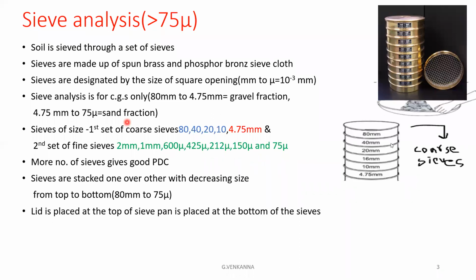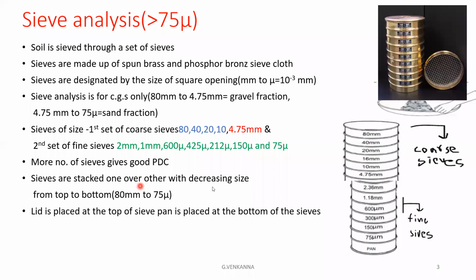600 micron, these types of sieves are known as fine sieves, which are used for the sand fraction. So like here, 80, 40, 20. The size of the square opening of the sieves generally decreases from top to bottom. So 80, 40, 20, 10 or 16, 4.75, these are all called coarse sieves. Next, the sieves are stacked with decreasing size from top to bottom.